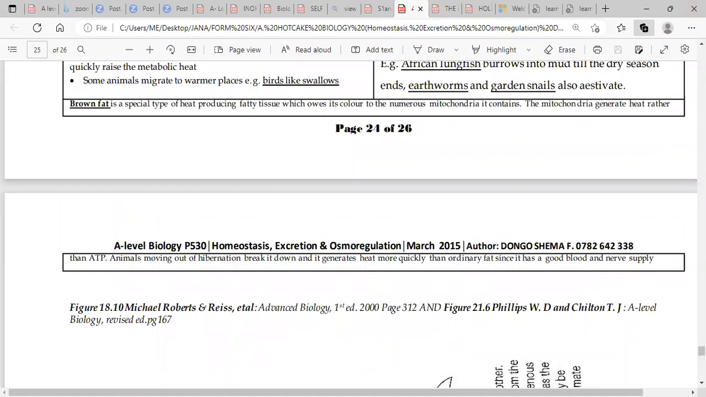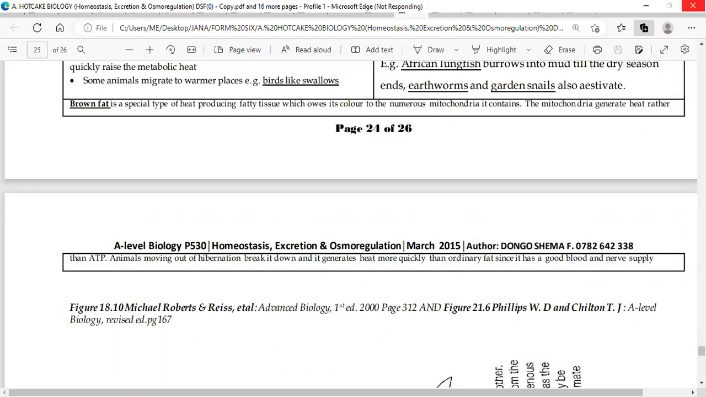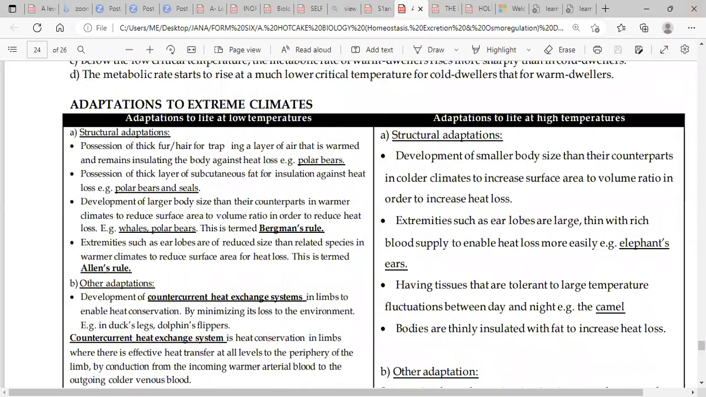Now, we have adaptations to life at high temperatures. When it comes to high temperatures, organisms develop smaller body size than their counterparts in the colder climates, to increase surface area to volume ratio in order to increase heat loss. That is what happens. The small organisms always have a large surface area to volume ratio, hence they will be able to lose a lot of heat.